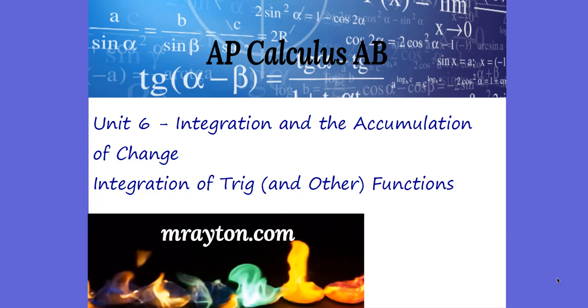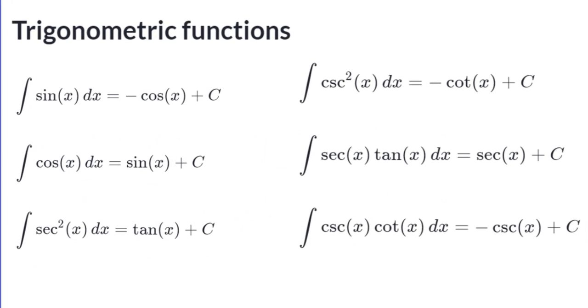We are still in Unit 6, and we're going to be looking at integration of trigonometric functions as well as some other functions. We're going to take a look at the reverse power rule for these functions. We know that the derivative of sine is cosine, which means the integral of cosine is sine plus c. So you can see how the integral of cosine of x is sine of x because we know the derivative there. Same thing with the derivative of cosine of x is negative sine of x, which means the integral of sine of x is negative cosine of x.